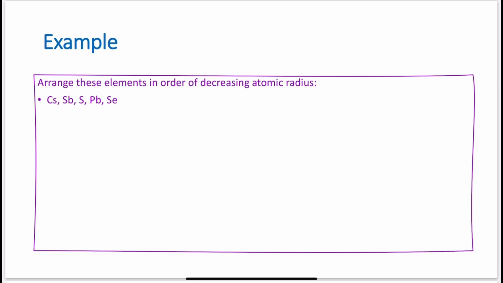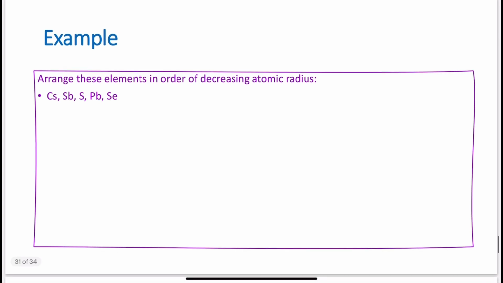Arrange these elements in order of decreasing atomic radius. So that means largest to smallest. Its atomic radius, remember, it gets larger as I go this way and larger down. Fluorine is really tiny. Helium's even smaller. Francium is very large.